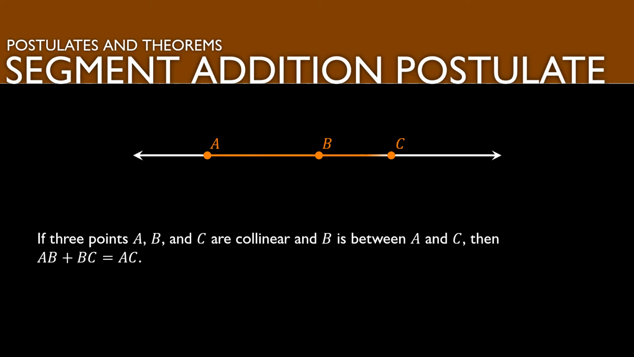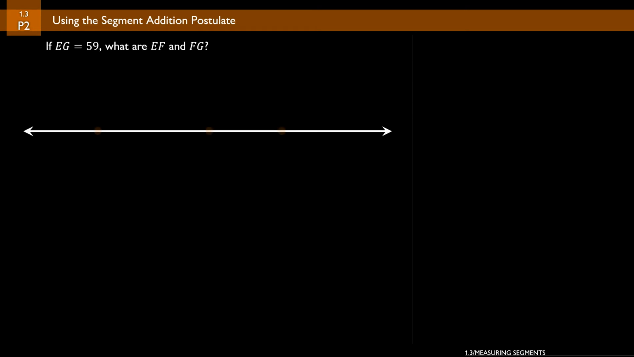Problem number 2, using the segment addition postulate. In this problem, we're given if EG equals 59, what are EF and FG? And EF is given the value of 8x minus 14, and FG is given the value 4x plus 1. So what we want to do is take those two quantities and add them together and set them equal to what we know is the distance for EG, which is 59.